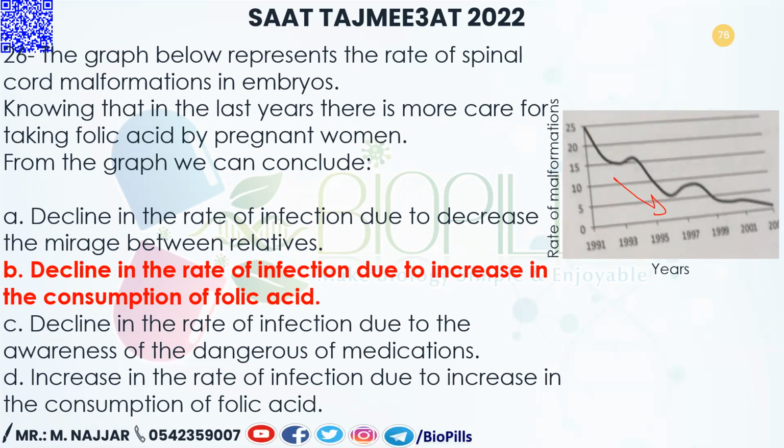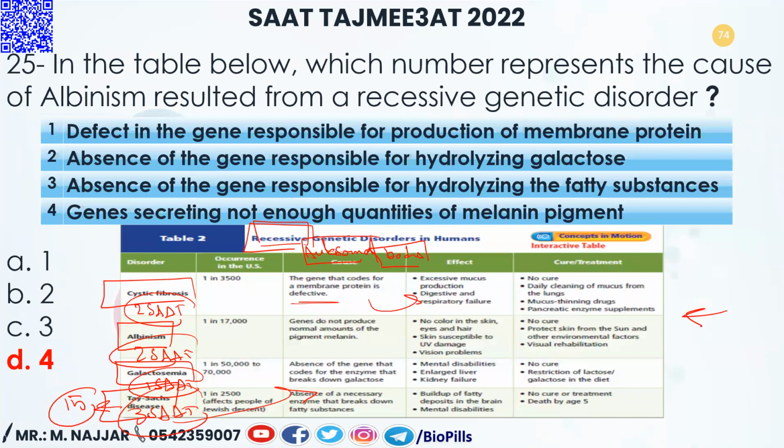It's very, very obvious. There is one asking about the table, the occurrence in the US. We don't need it, so don't look at it. We will not ask you about it. The treatment and cure, he will not ask you for. For each one of those disorders, he will ask you for the cause and the effect, and 2 questions came in each one of them.